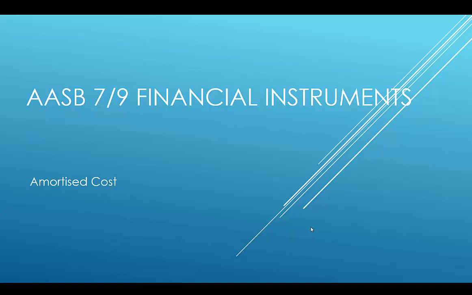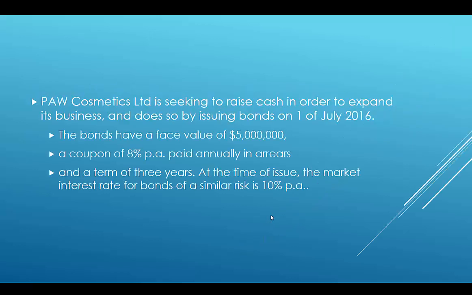Hi, I'd like to spend a few minutes now talking about the accounting for financial instruments using the amortised cost method under AASB 7 and 9. This is permissible for financial instruments which are principal and interest instruments, and where amortised cost is considered appropriate given the business model of the firm. Probably the best way of thinking about how this operates is to have a simple example.